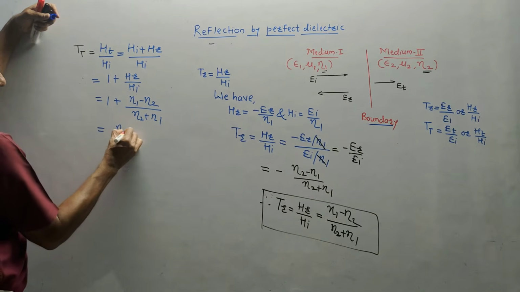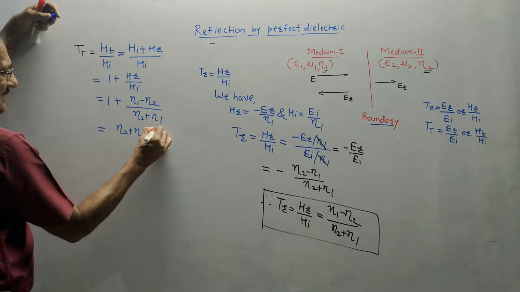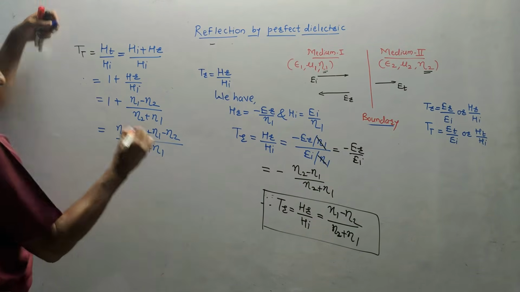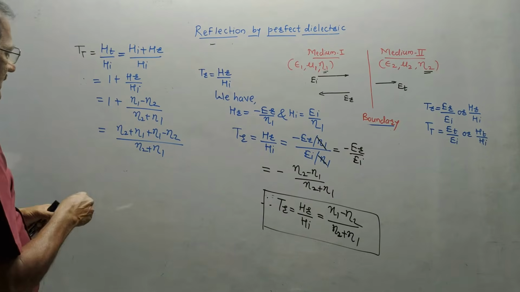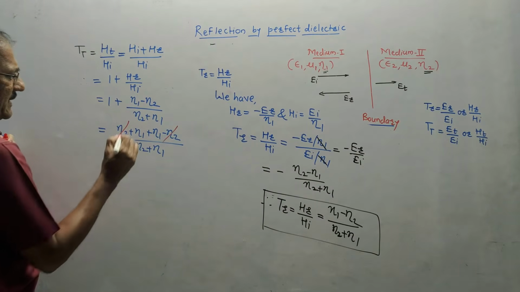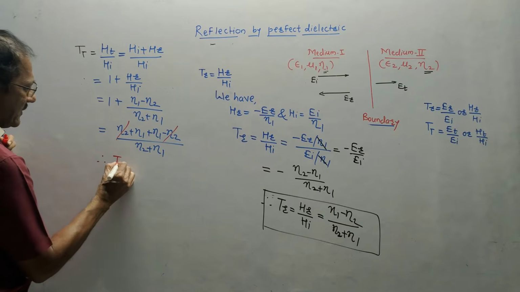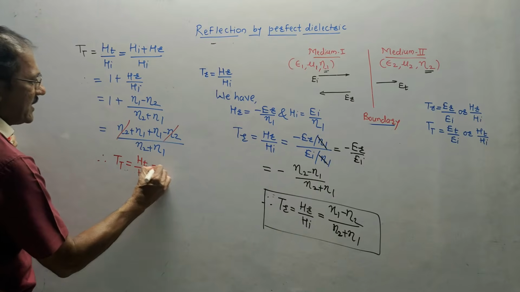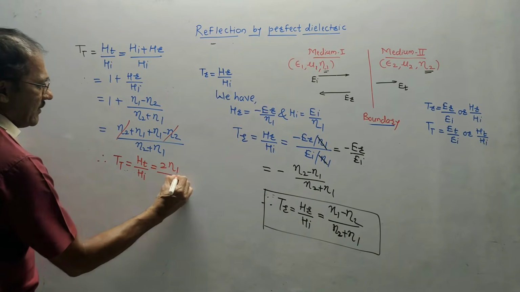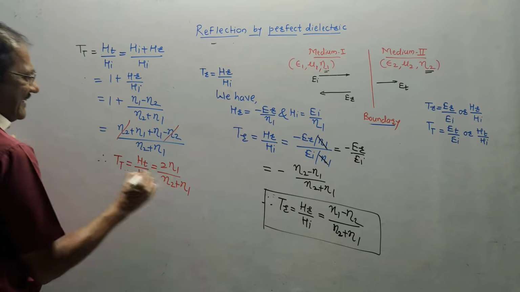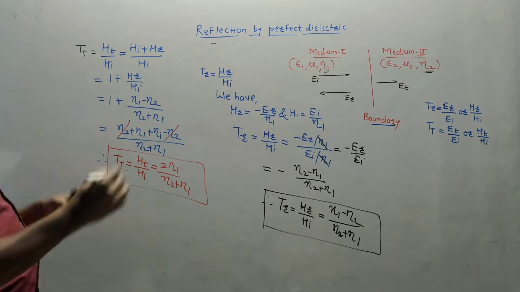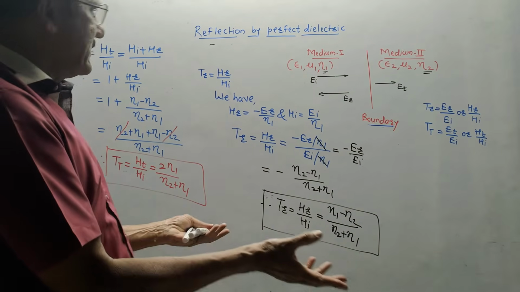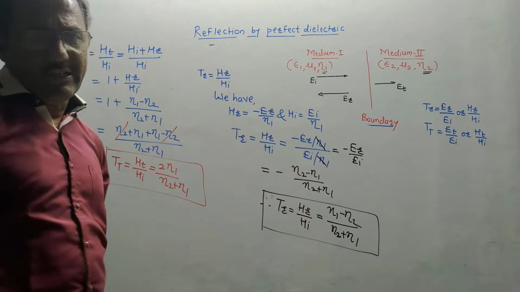Take the LCM, it becomes eta 2 plus eta 1 plus eta 1 minus eta 2 upon eta 2 plus eta 1. So last step, this plus and minus eta 2 gets cancelled. Therefore the final equation for TT in terms of H bar is HT upon HI, which is equal to 2 eta 1 upon eta 2 plus eta 1. So these are the derivations of all components related to reflection coefficients. Now we will solve a few numericals to get an idea how to make use of this formula.